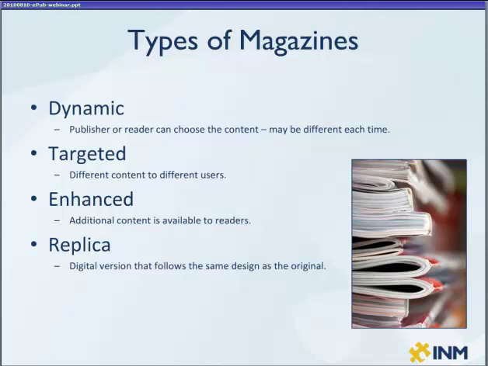Then the third type is enhanced, and that's taking the content that's currently available in your magazine and adding some additional content. So this could mean photos, it could mean additional articles with related elements to the pieces in your magazine or your publication, or it could mean adding video. It's taking that piece of your magazine and expanding upon it online.